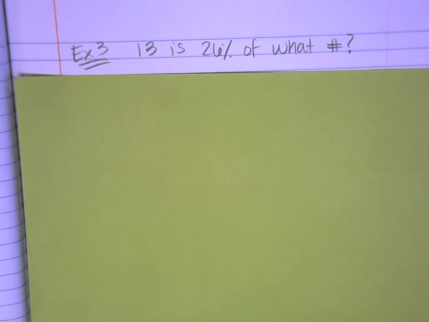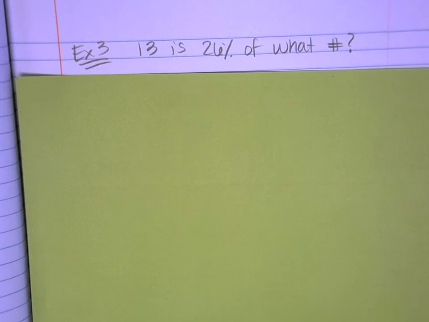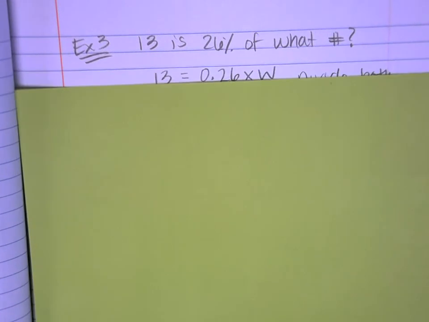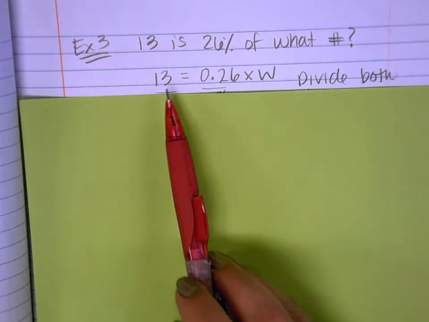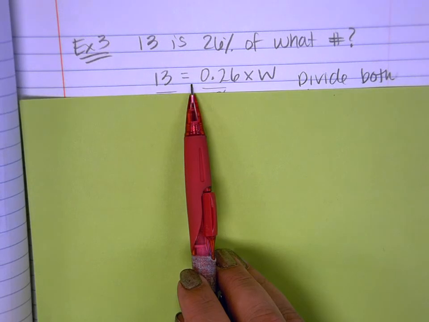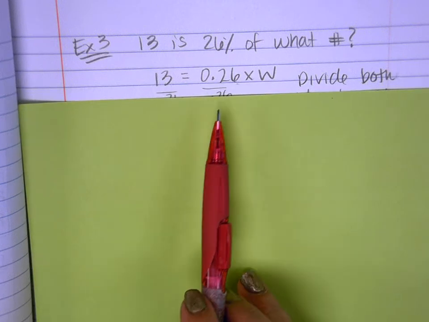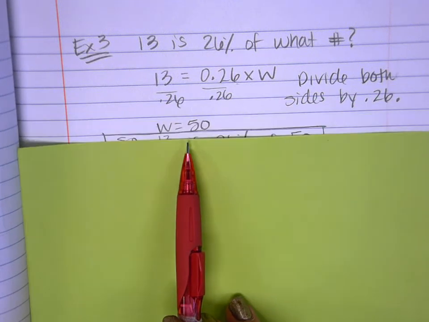13 is 26% of what number? Do I have the part or the whole there? Part. And remember, it's part equals percent times whole. What is 26% as a decimal? 0.26. Good. So it's part equals 0.26 times the whole. Divide both sides by 0.26. So you should get 50.